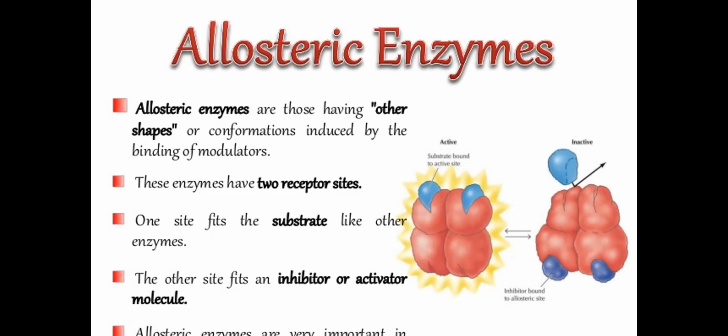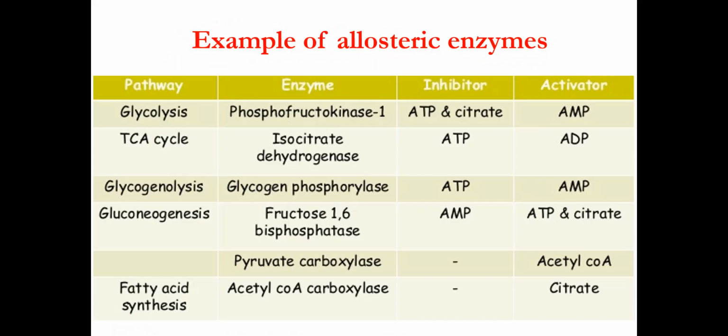What are allosteric enzymes? Allosteric enzymes are those that have another shape or conformation induced by the binding of a modulator. There are two receptor sites. One fits the substrate like other enzymes, and the other fits an inhibitor or activator molecule. Some sites are for inhibitors, some are for activators, and one site is for the substrate.